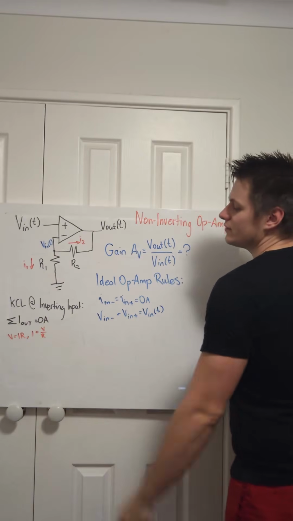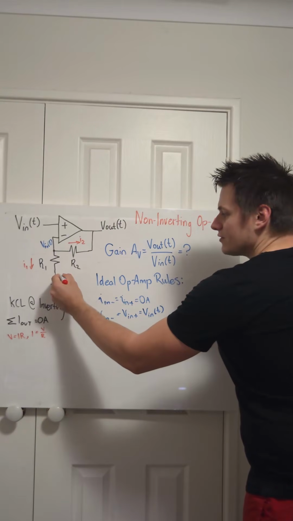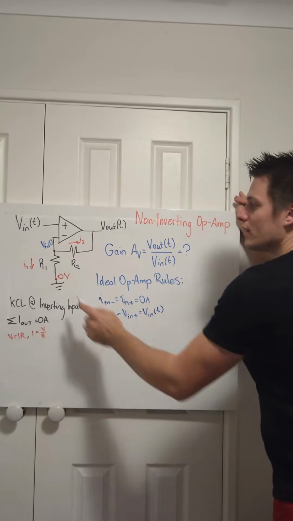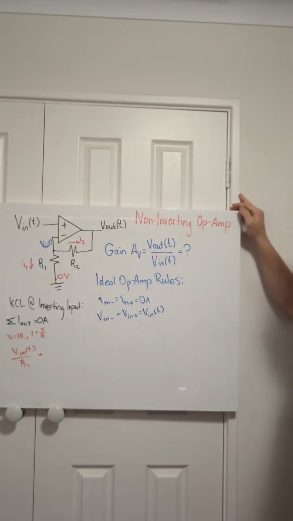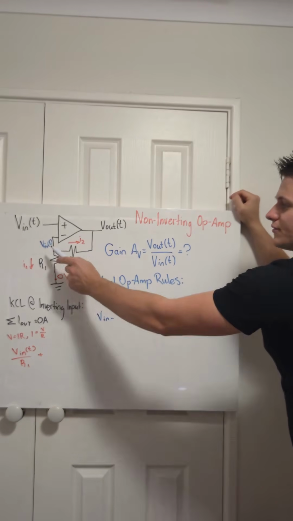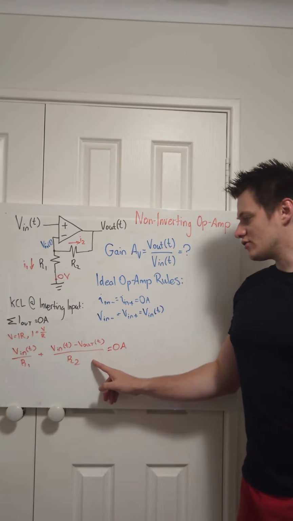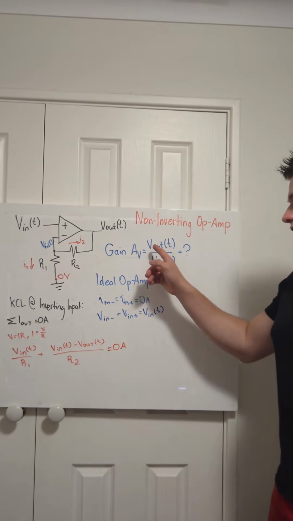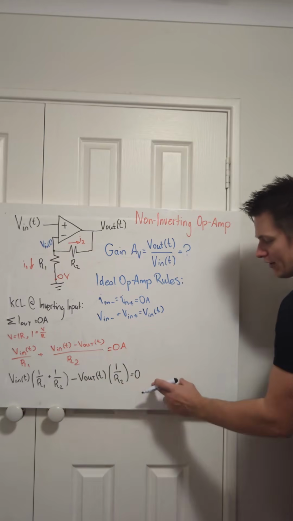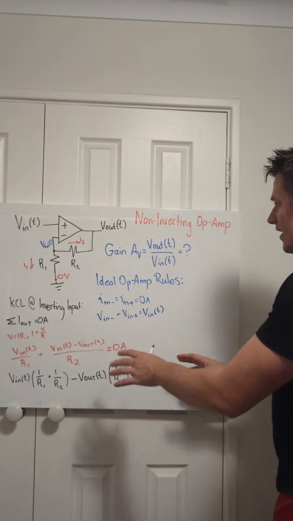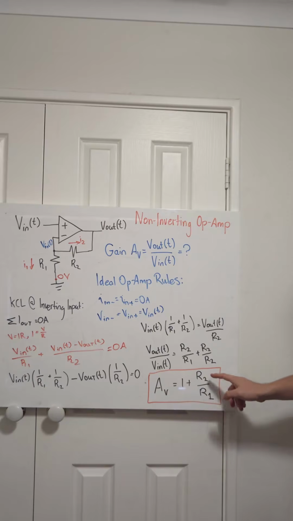From Ohm's law, V equals IR, so current is equal to voltage divided by resistance, and if this is 0 volts, then the current I1 is equal to Vn minus 0 divided by R1, and the current I2 is equal to Vn minus Vout divided by R2. Now we can rearrange this equation and solve for Vout over Vn. From this we can easily move Vout onto this side of the equation, and then rearrange that to find the gain AV. So our gain AV is 1 plus R2 over R1.